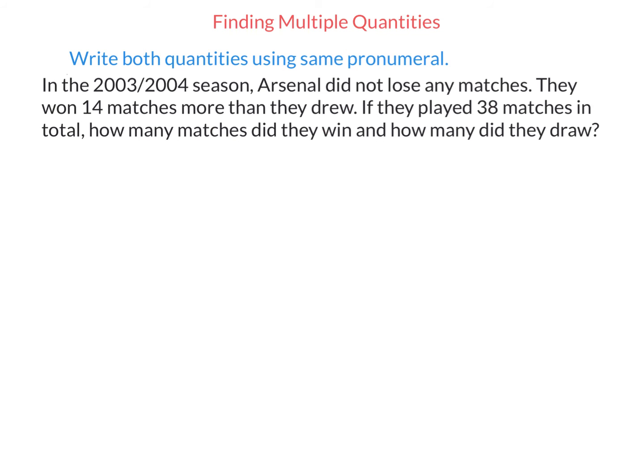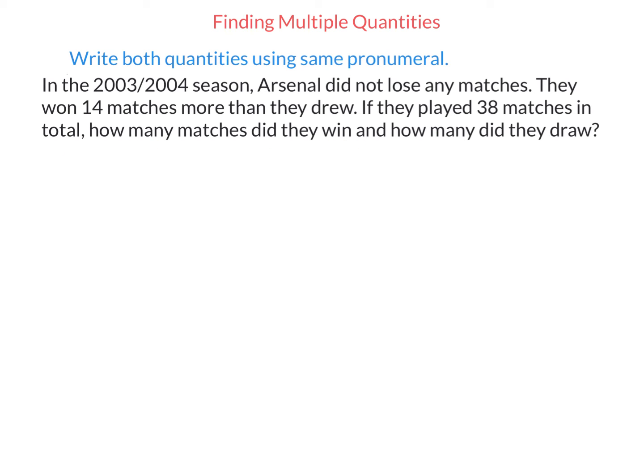quantities. So it's vitally important when you're solving an equation in which there are two unknown quantities, you have to write both of them using the same pronumeral. It probably doesn't make a lot of sense now, so let's look at this question and hopefully I can elucidate that for you. So 2003-04 season, Arsenal didn't lose any matches. They won 14 matches more than they drew, played 38 matches in total. How many did they win and how many did they draw?